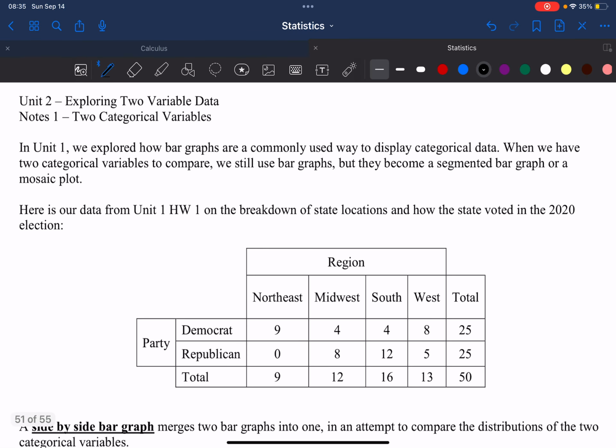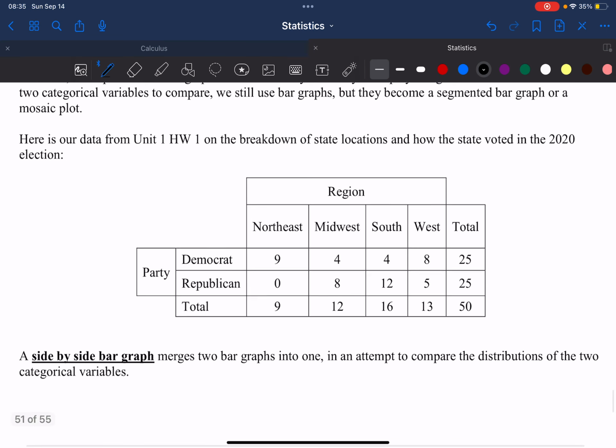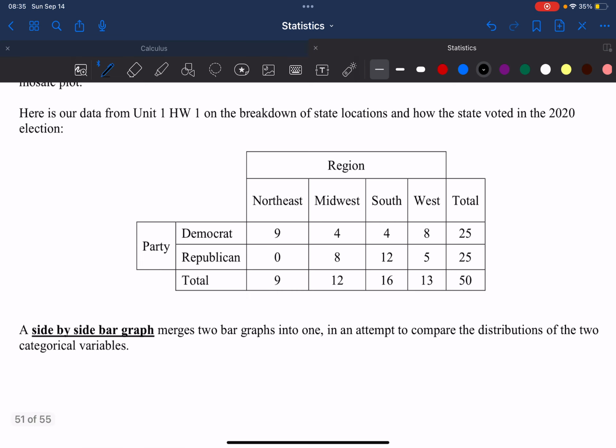Okay, these notes are 2.1, two categorical variables. In these notes, we are going to learn about 3 different types of bar graphs. Looking at our two-way table, this table should look familiar because this was on homework 1 from unit 1. We had 2 categorical variables: one is the region and the other is the political party.